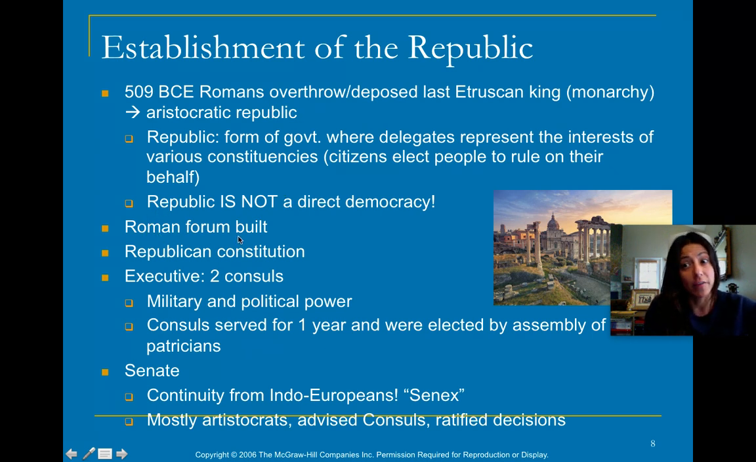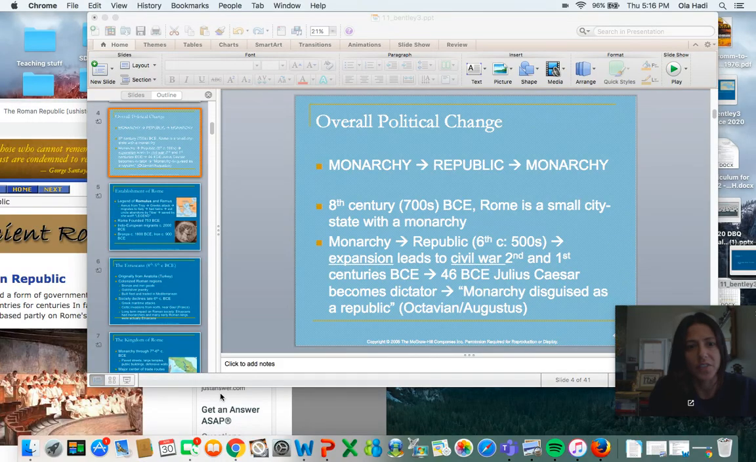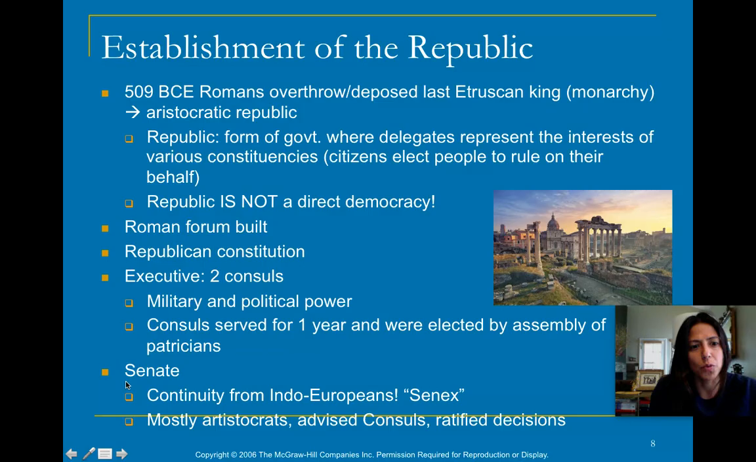Now, I've been to Rome. I've walked through this Roman forum. They built this beautiful area where there are public buildings where the Roman government officials can come and carry on their duties. There's a Republican constitution. And executive power is exercised by two, what we call consuls, that have the military and the political power. Now, these consuls have power for 1 year, and they're elected by an assembly of patricians.